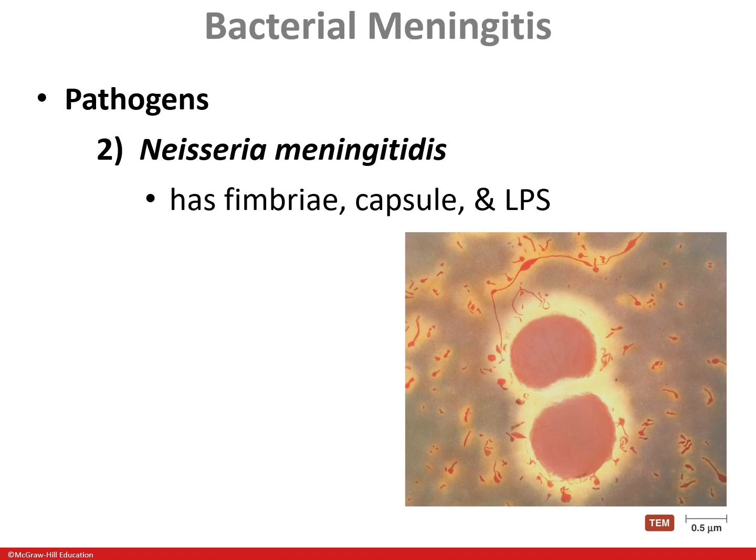Neisseria meningitidis is also sometimes considered epidemic, and this is one of the ones that we vaccinate against when students go to college. They're often recommended to get this vaccine because it can spread through the dorms and other crowded conditions. This one is famous for having fimbriae and a very thick capsule, and it is gram-negative. All three of those are going to be key virulence factors for Neisseria meningitidis.